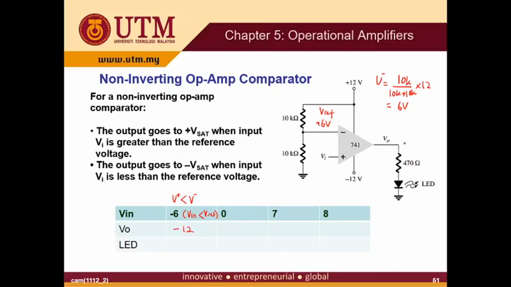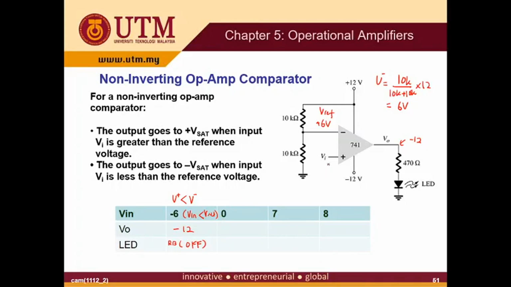So when V out is minus 12, this minus value is connected to the anode. So this is a reverse bias, which means the LED is reverse biased, and the LED is off. So no light will go out from the LED.